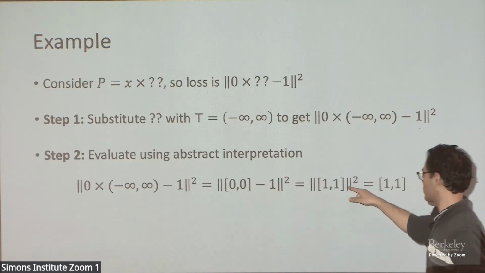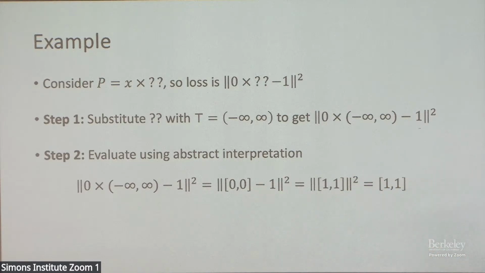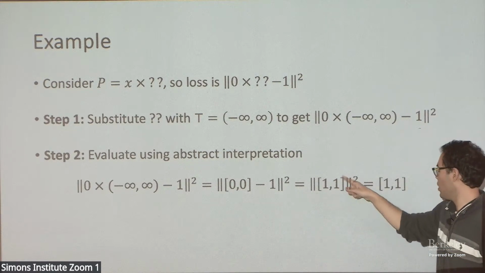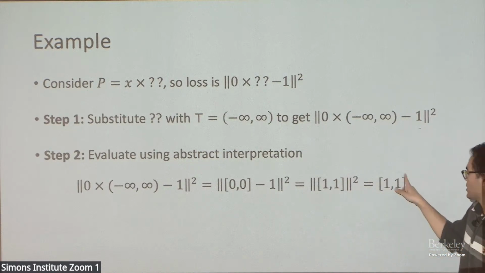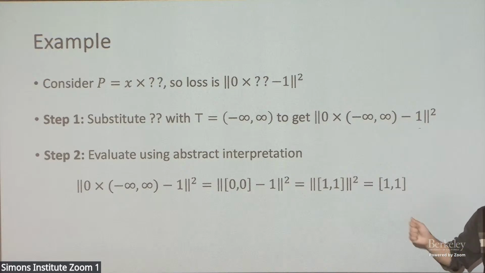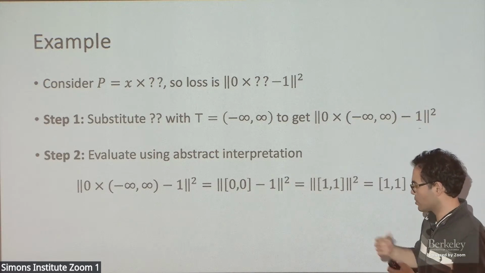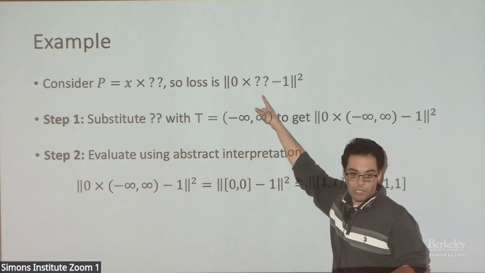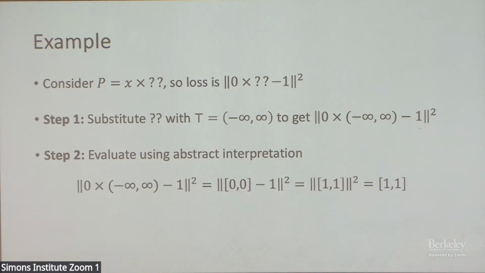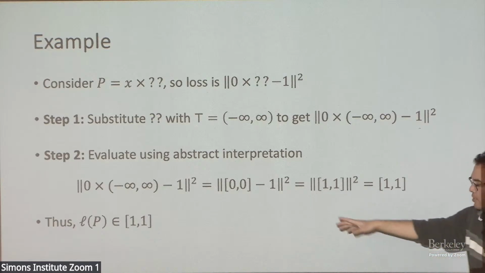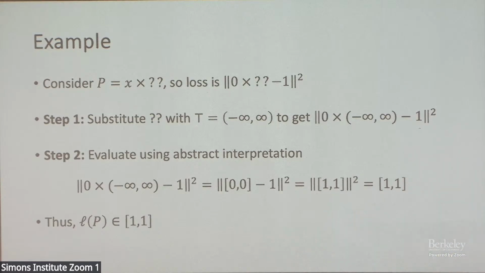And then we subtract 1, and we know that the loss has to be 1. And then when we score it, it's still 1. So we get this interval. In this case, it's really just a single value because we know that no matter what we put for this hole, the loss has to be 1. So that's how that works. And so we can conclude that, and if you take the infimum, you get 1. So that's where the score comes from.